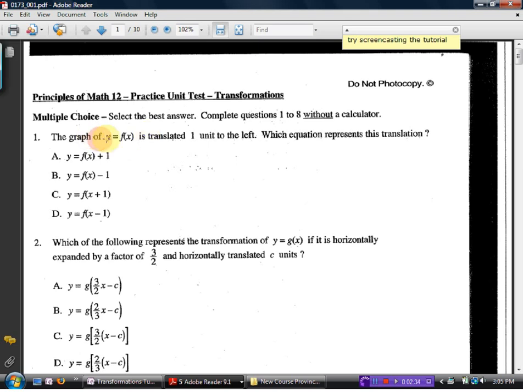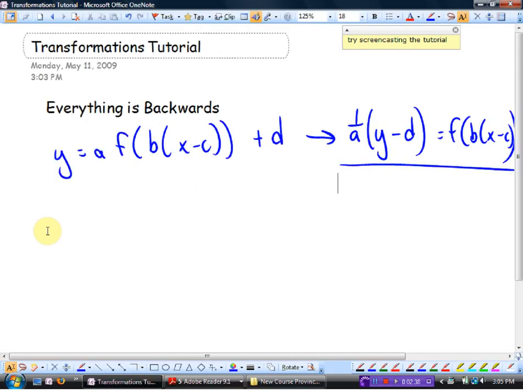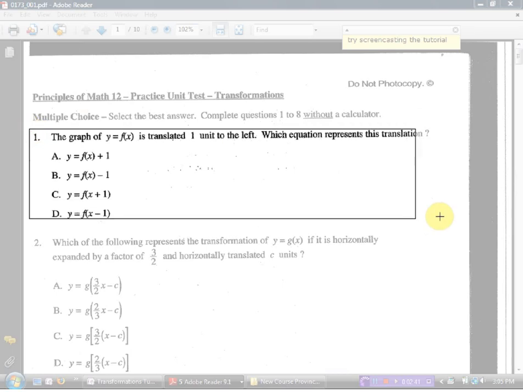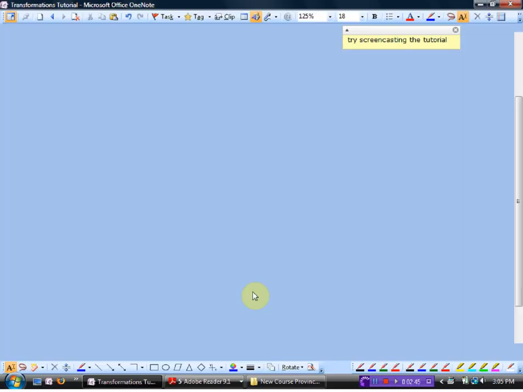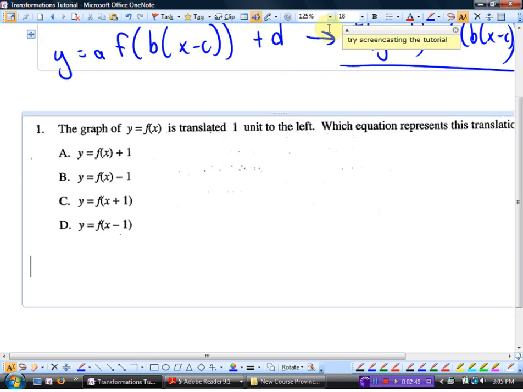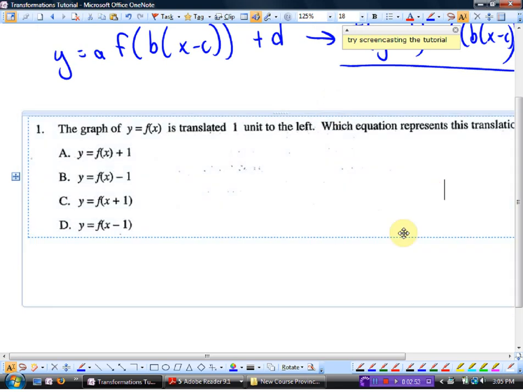So it says, the graph of y equals f of x is translated one unit to the left. Which equation represents this translation? Now, probably most of you are going, yeah, I can do this already as is, no problem. But here's what we said.